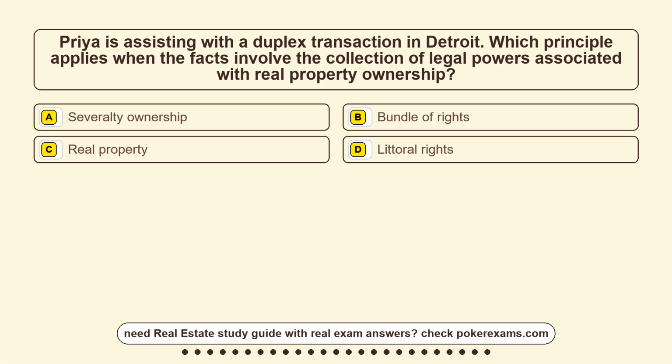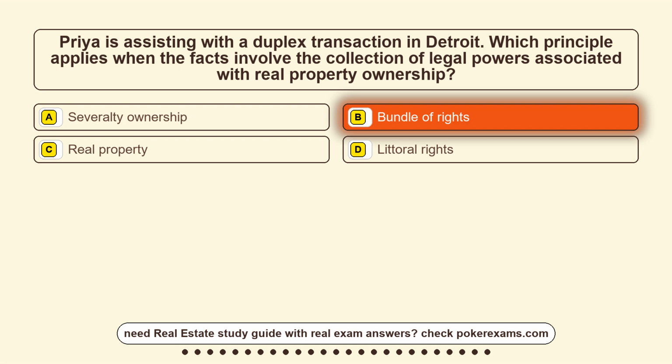Question 22. Priya is assisting with a duplex transaction in Detroit. Which principle applies when the facts involve the collection of legal powers associated with real property ownership? Option A, severalty ownership. Option B, bundle of rights. Option C, real property. Option D, literal rights. The correct answer is option B, bundle of rights.